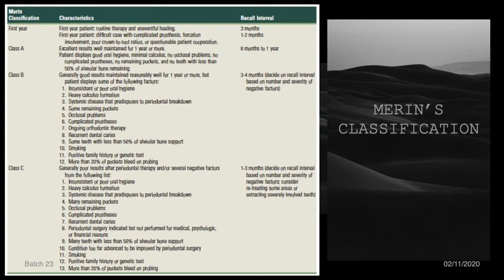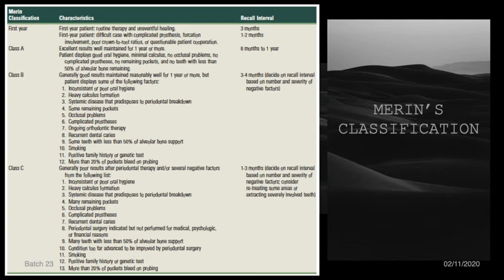If the patient has an excellent result, well maintained for the first 1 year, displays good oral hygiene, minimal calculus, no occlusal problems, no complicated prosthesis, no remaining pockets and no teeth with alveolar bone loss of more than 50%, the patient should be recalled every 6 months to 1 year.